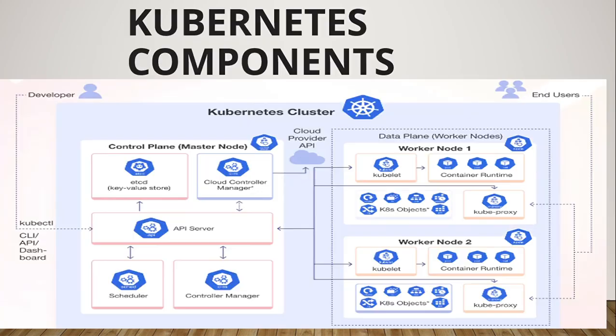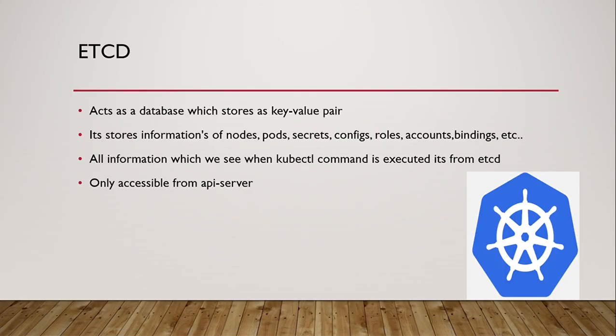Let's jump to Kubernetes components. It has the control plane, also known as the master node, and the data plane, also known as the worker node. The control plane has several components such as etcd, cloud controller manager, API server, scheduler, and controller manager. And the data plane has components like kubelet, container runtime, and kubeproxy. We will discuss each of these components now, starting with etcd.